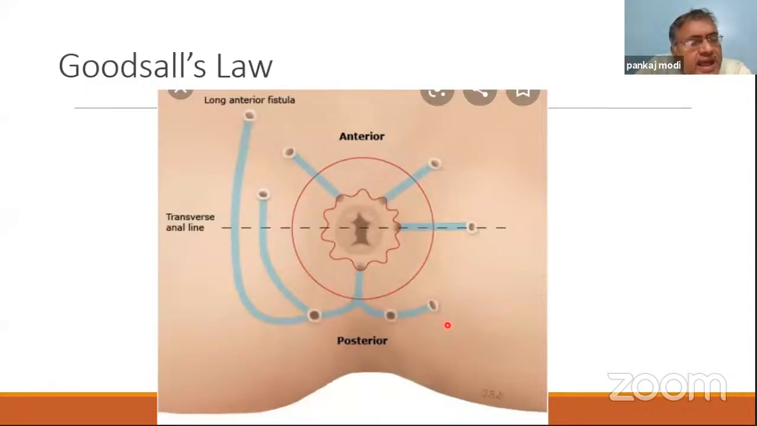Now, if somebody asks you, you should know Goodsall's rule, but it has very minimal importance. The only significance of Goodsall's rule you should keep in mind is that if you find any external opening beyond 2.5 centimeters, always consider that it may be a complex fistula, anterior or posterior. Okay.